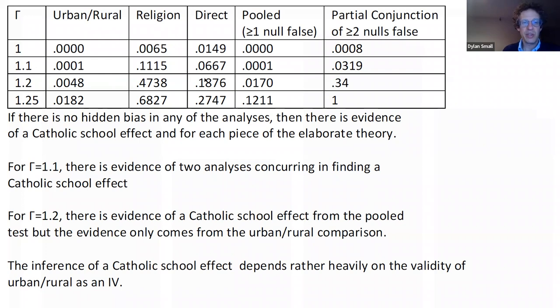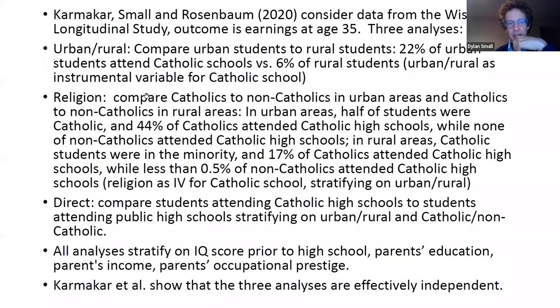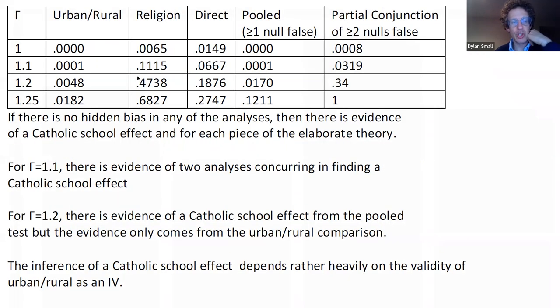If you get up to gamma of 1.25, which means an unmeasured confounder changed your odds of going to Catholic school by 25%, now we see there's no longer evidence that at least one null is false. So we can see that the thing that's most driving any effect of Catholic high schools is the urban versus rural comparison.